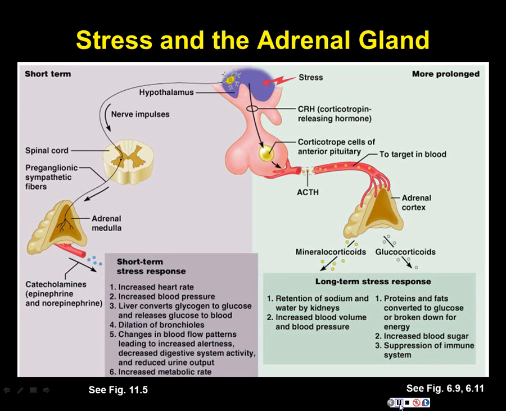Okay. And so the summary is that the adrenal gland, both layers, allow us to deal with stress, whether it be short-term sympathetic or more prolonged stress dealing with the adrenal cortex. What questions do you have over the relationship between the cortex and the medulla of the adrenal gland?